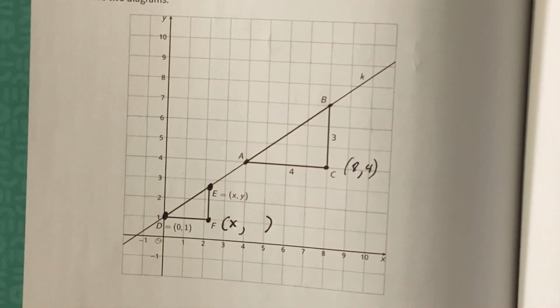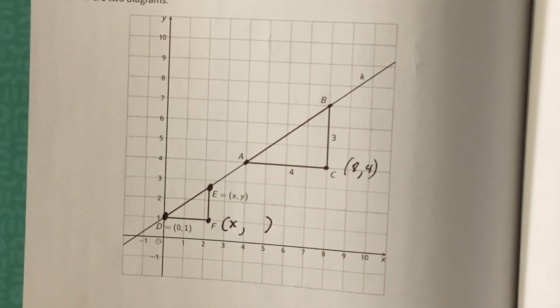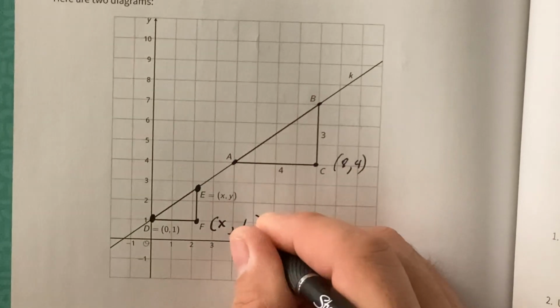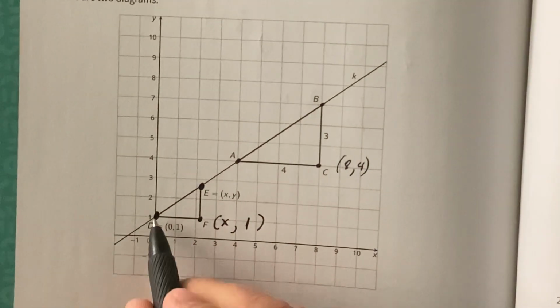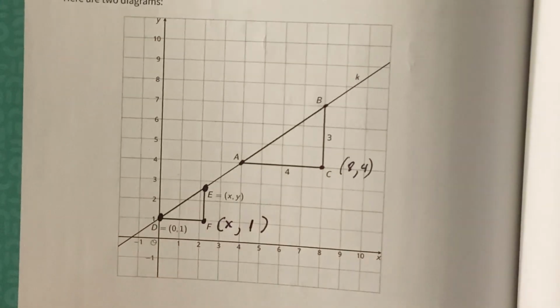Y coordinate, how high is F? How do you know it's 1? Yeah, it's got to be the same as this one, and it tells you it's nice on that line right there.